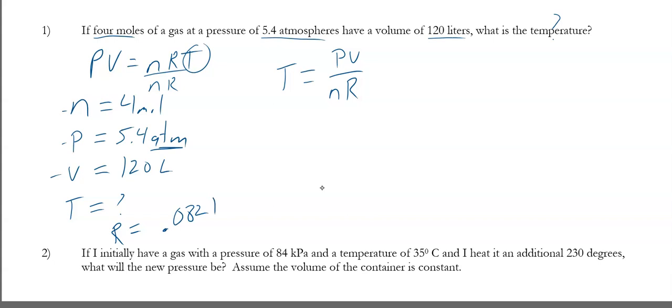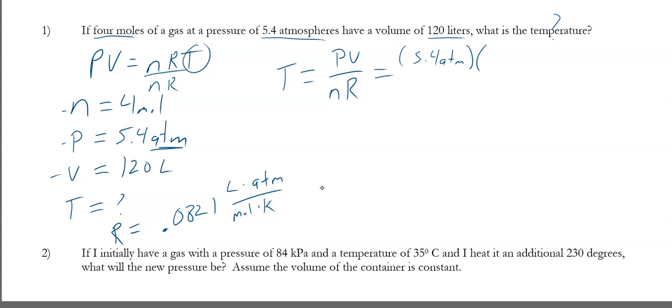0.0821, and the units on that are liters times atmospheres over moles times Kelvin. We're going to go ahead and put all those units in to make sure that they cancel out here. All right, let's go ahead and plug our numbers in. So pressure, 5.4 atmospheres.